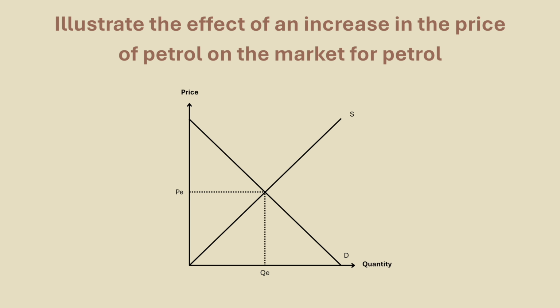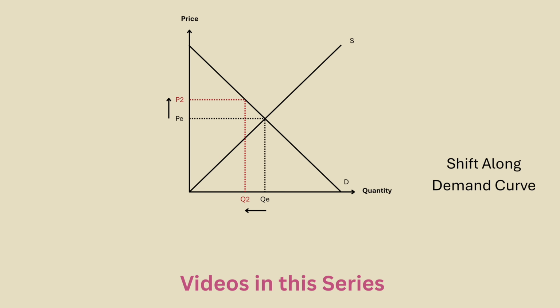Illustrate the effect of an increase in the price of petrol on the market for petrol. A change in price doesn't shift any curve, we simply put in a higher price on the price axis, P2. This is a shift along the demand curve.